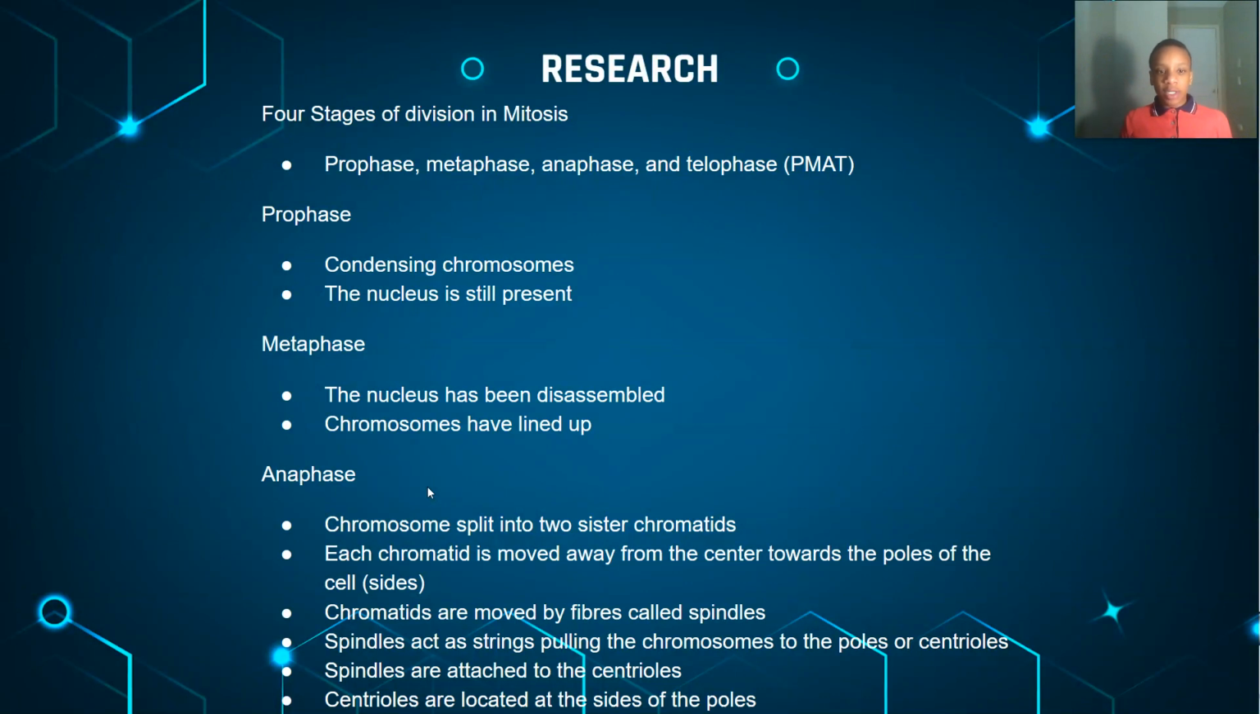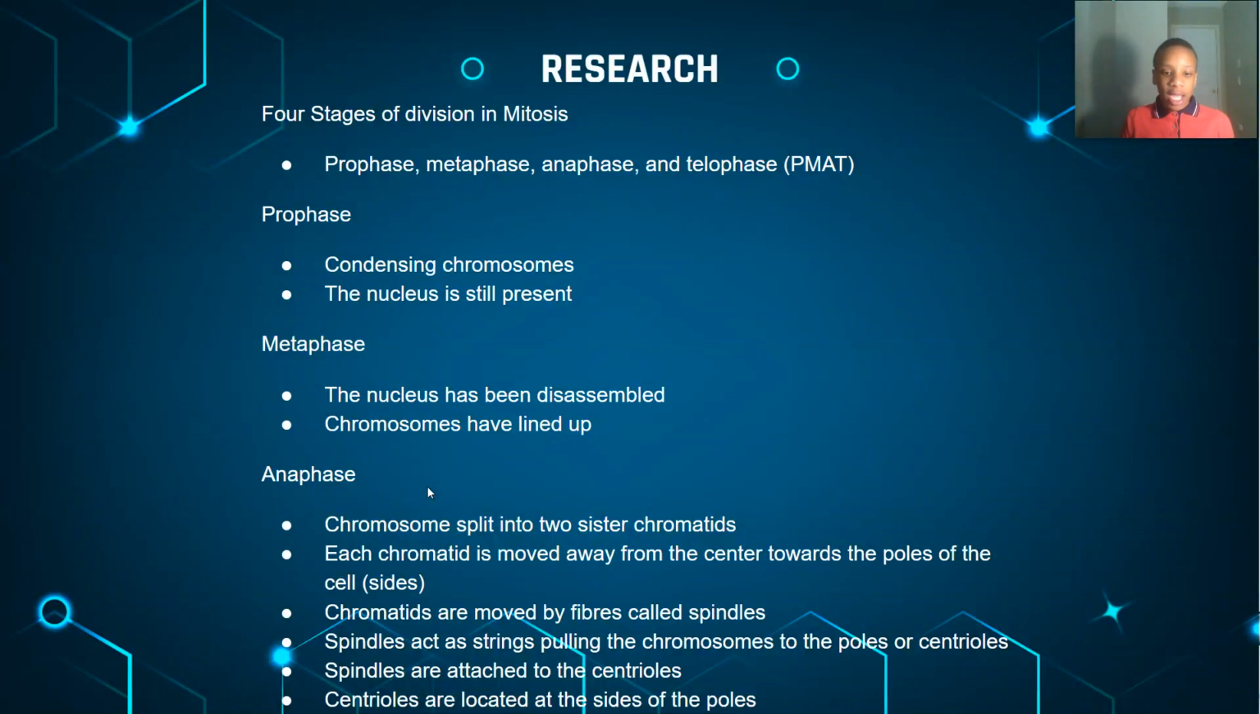Metaphase: the nucleus has been disassembled. Chromosomes have lined up. In the anaphase, the chromosomes split into two sister chromatids. Each chromatid is moved away from the center toward the poles or the sides of a cell. Chromatids are moved by string-like fibers known as spindles. These spindles pull the chromosomes to the centrioles.